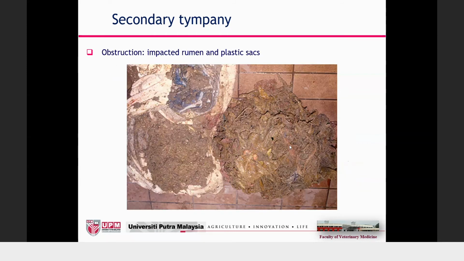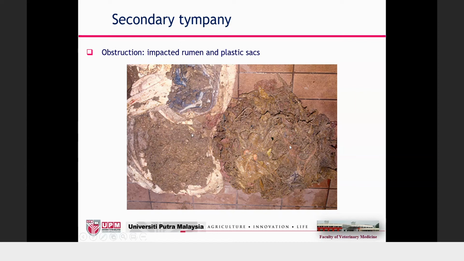So this is an example where the rumen is impacted by a plastic sack. Okay, this usually is not environmentally friendly, where the plastic sack has not been digested in the GIT, so it can cause accumulation there. Sometimes also when ruminants or cattle graze under the rubber tree, they might consume rubber latex. They might consume rubber milk, and it will clot here, then cause obstruction also.